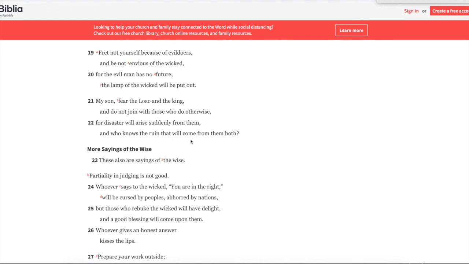Proverbs chapter 24, verses 19 to 20. Fret not yourself because of evildoers, and be not envious of the wicked. For the evil man has no future. The lamp of the wicked will be put out.